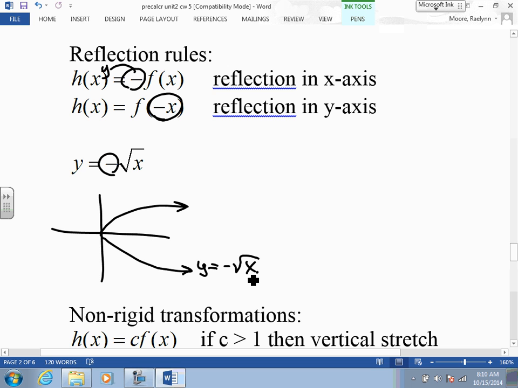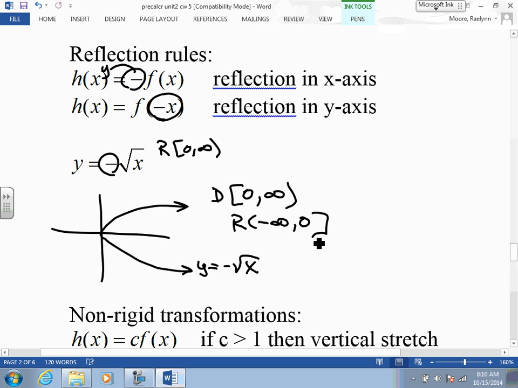Did I change my domain? My domain still stays the same. I can only use the positives, again, and 0. Did I change my range? Yes. I negated it. I switched it. I took the opposite of. That's what the negative forces you to do. So the original range said 0 to infinity. You reversed it. This range is going to say negative infinity, stop at 0. You took the opposite. Instead of the top, you took the bottom.